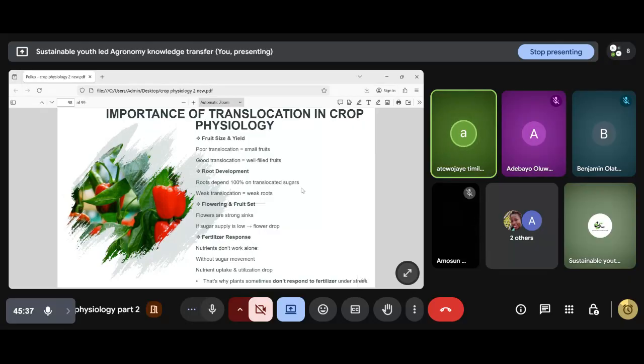For fruit size and yield, poor plant translocation equals small fruit. If your plant cannot translocate well, you have what? Small fruit. It means that if there is no movement of food, maybe due to stress or whatever in the plant, you get small fruits, especially in tomatoes. This is because your plant is stressed. It cannot move enough nutrients, so you cannot move nutrients inside your plant. So it restricts that.